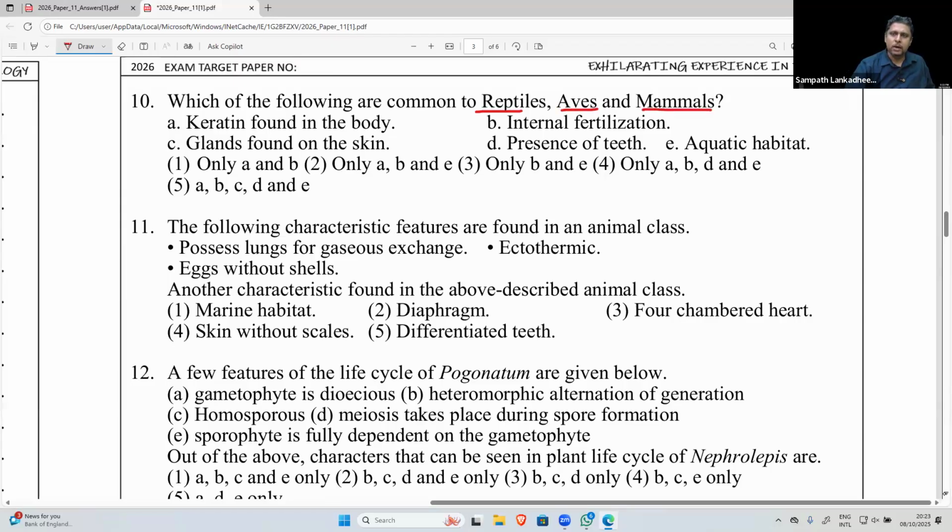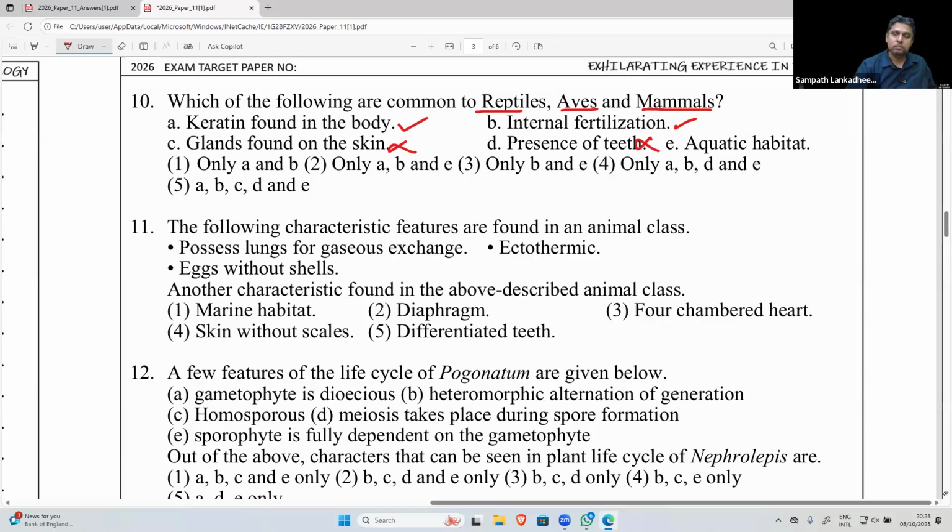Keratin found in the body. Internal fertilization. Correct. Glands found in the skin. Aves have no glands, so neither, wrong. Presence of teeth. Aves have no teeth. Wrong.